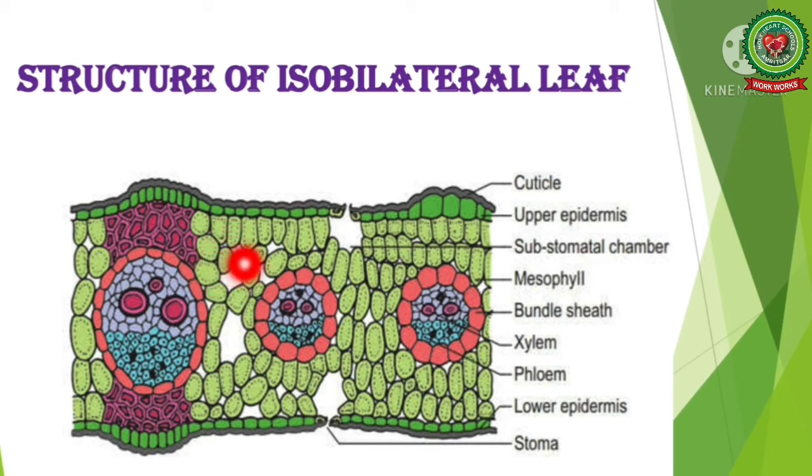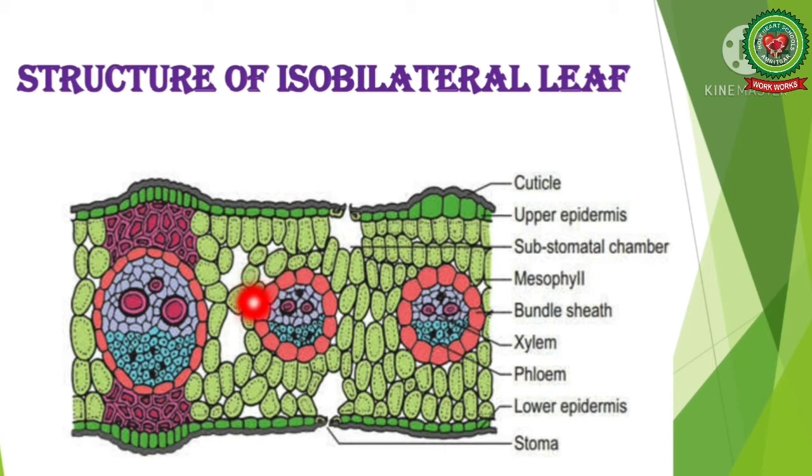Then come the mesophyll cells. Mesophyll is the ground tissue of the leaf. It is present between the epidermal layers and it is not differentiated into palisade tissue and spongy tissue. It consists of compactly arranged thin-walled isodiametric cells. Intercellular spaces are present but are narrow. The cells contain numerous chloroplasts. They carry out photosynthesis and synthesize food material.